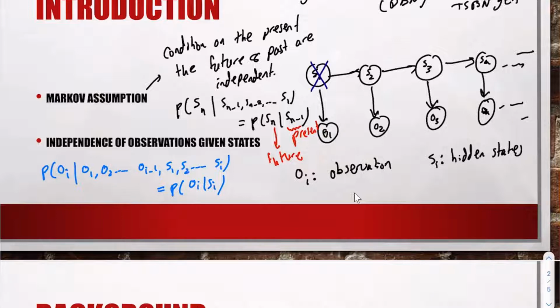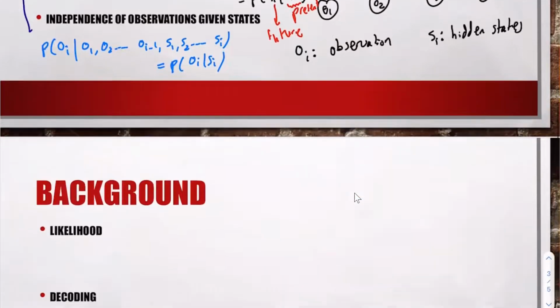All right. So this makes the mathematics of HMM significantly easier. And that's why HMM is very attractive, because there is a closed form solution for finding the optimal parameters in HMM. This is due to these two assumptions that we have. All right, great. Now, let's talk about the background.